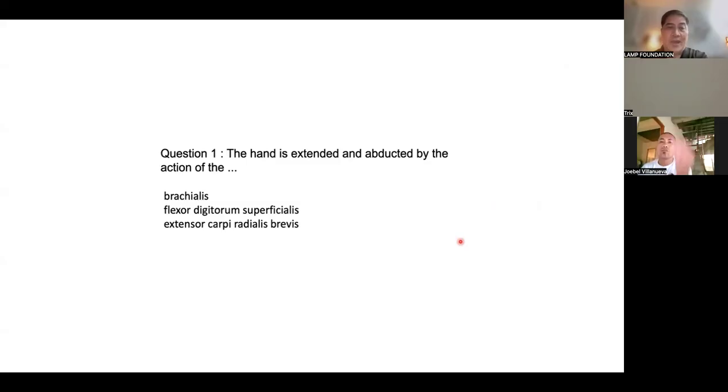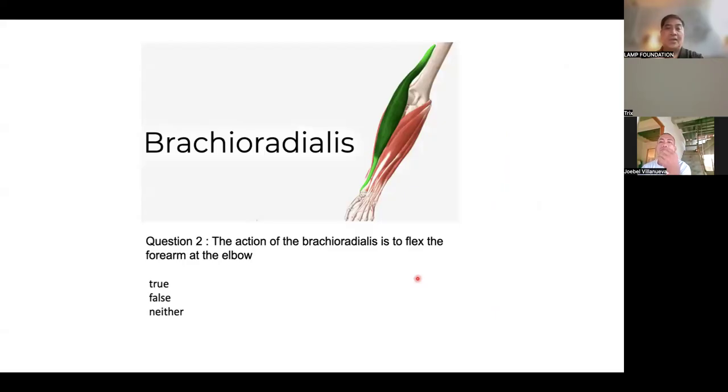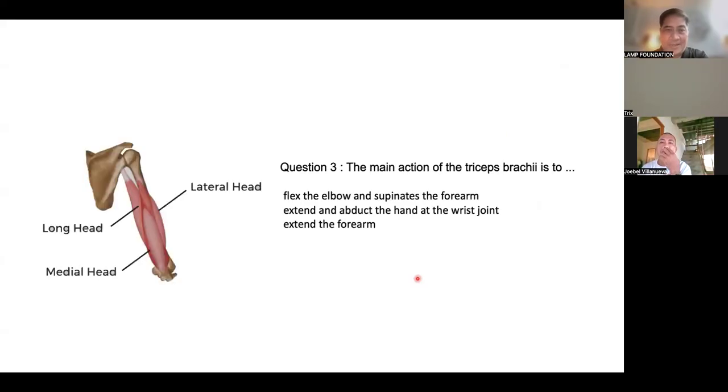The hand is extended and abducted by the action of the extensor carpi radialis brevis. The action of the brachioradialis is to flex the forearm at the elbow. True or false? True. Maybe we should show this next time. Okay, show the action. Perform, demonstrate.